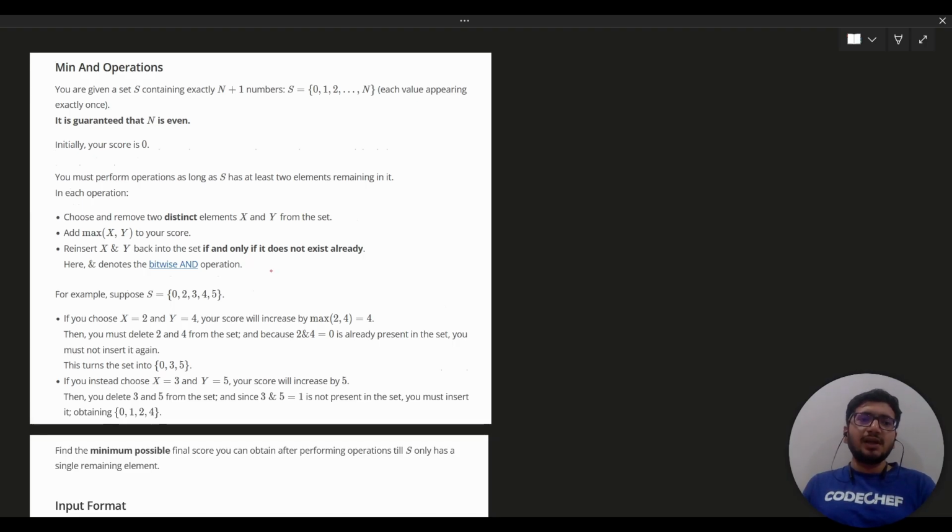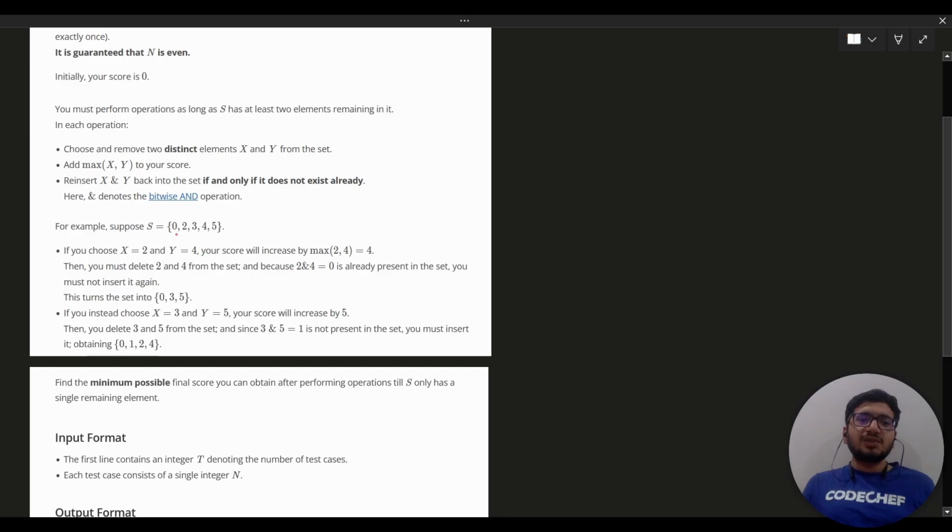So for example, let's say we have the set 0, 2, 3, 4, 5. Now let's say we choose the numbers 2 and 4. We'll increase our score by the maximum between these two, that will be 4 here. Then we will delete the numbers 2 and 4 from the set. Now to insert back, we will take bitwise AND of 2 and 4, which is 0. Since 0 is already present, we will not insert it back into S. But if it was something else that was not present here, we would put it back.